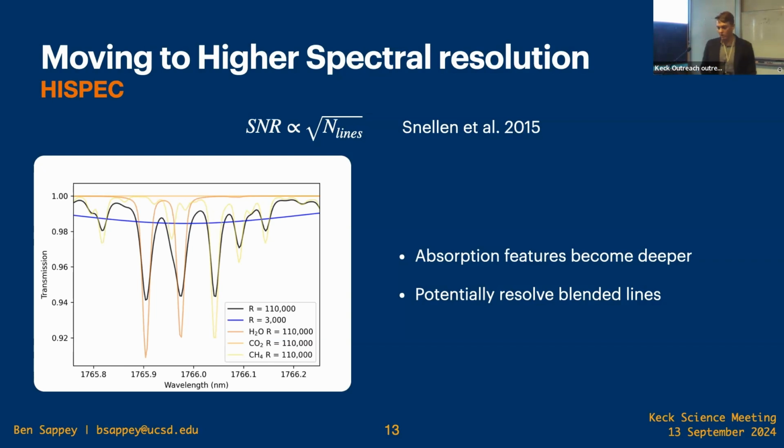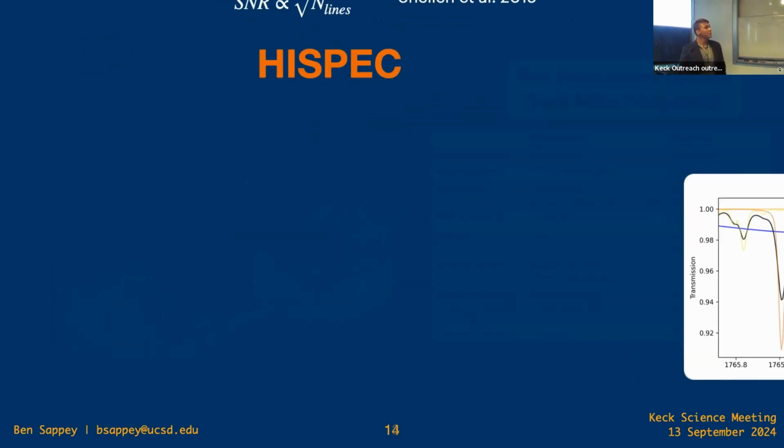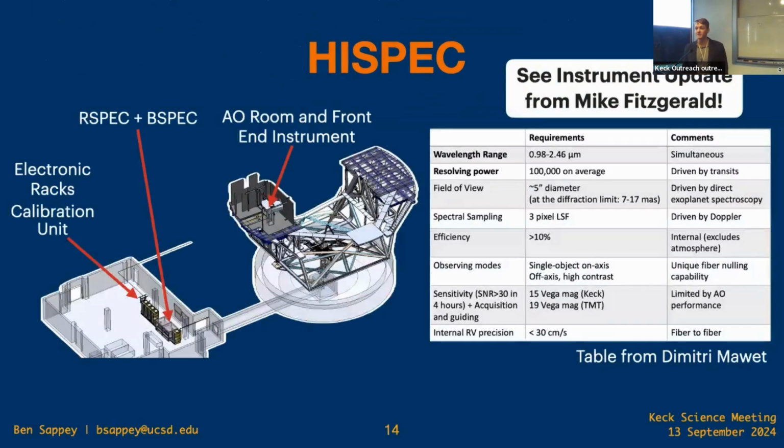So what we really want is to build a spectrograph that's purpose-built for high resolution and conserves as many photons as possible, with the highest throughput possible. And so that's why HISPEC is going to exist.